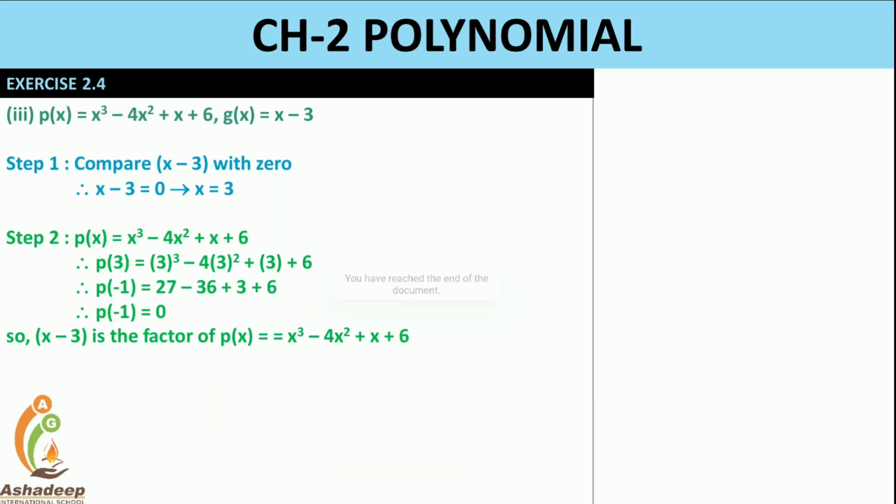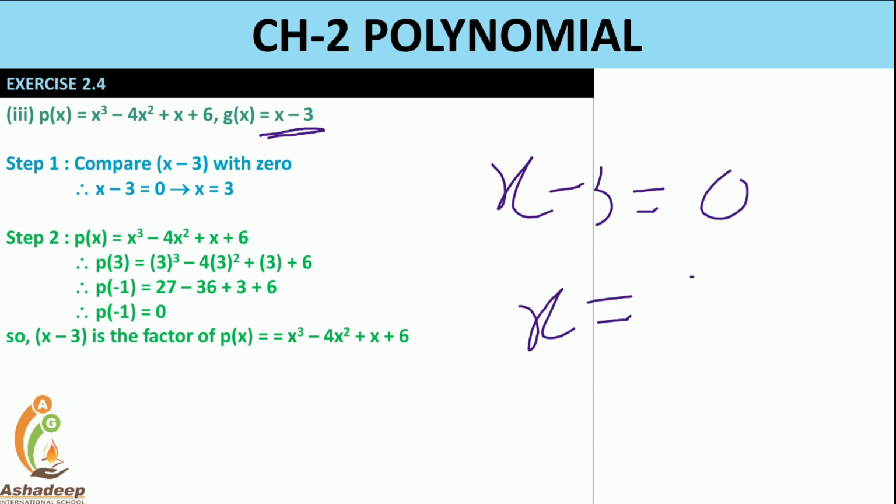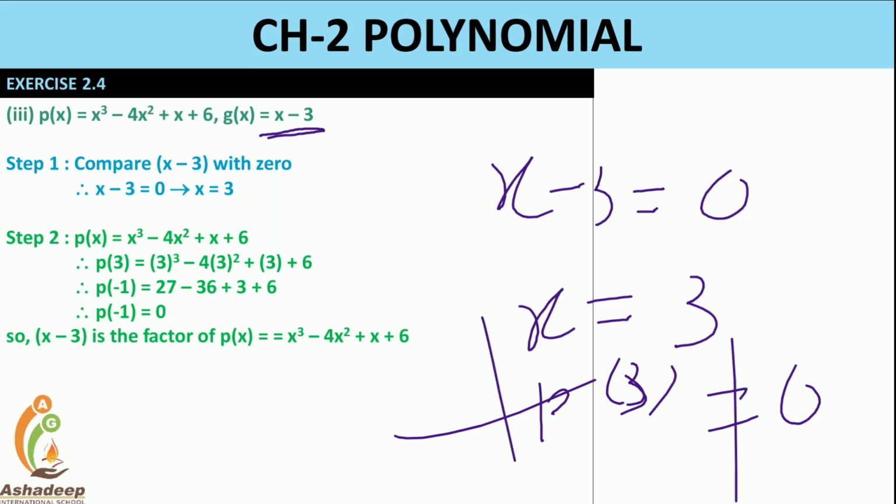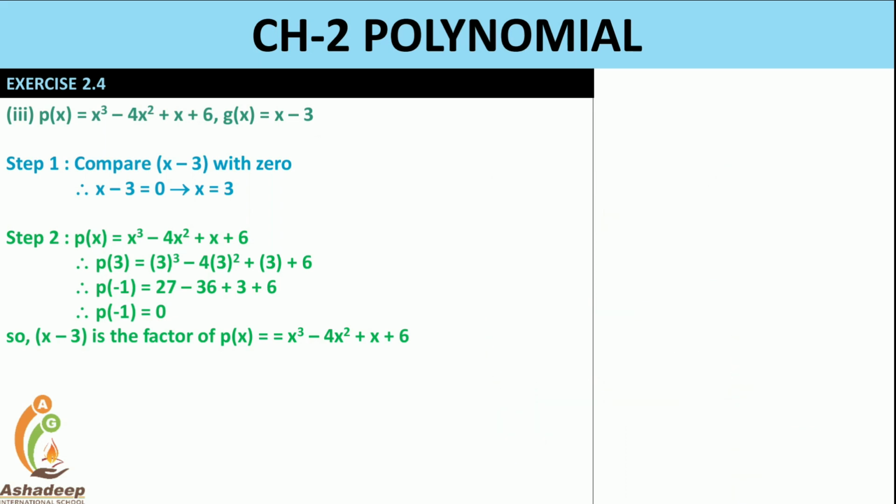Now the question number 3rd. p of x is equal to x cube minus 4x square and x minus 3. So x minus 3 is equal to 0. So therefore x is equal to 3. Now we need to find the value of p of 3. If it is equal to 0, then it is a factor. If it is not equal to 0, then it is not a factor. Simple. So here x is equal to 3. Now we have to find the value of p of 3. So wherever you see the x, you need to replace it with 3.